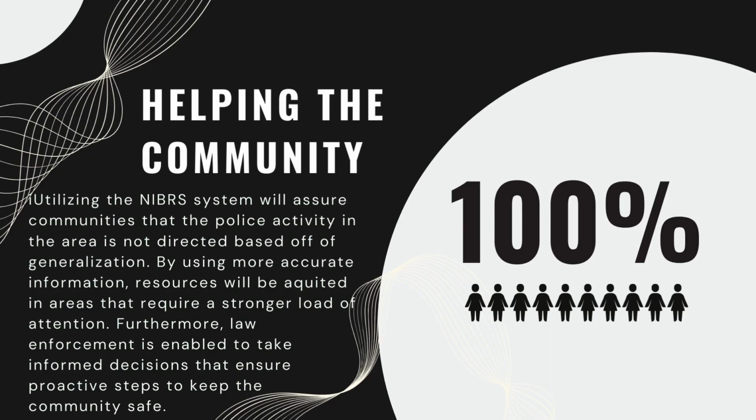Moving on, how will the NIBRS system help communities? Utilizing the NIBRS system assures communities that the police activity is not directed based off of a generalization or a summary of crime. By using more accurate information, resources will be allocated in the areas that require a stronger load of attention, and not only in areas, but in specific homes where attention needs to be the forefront.